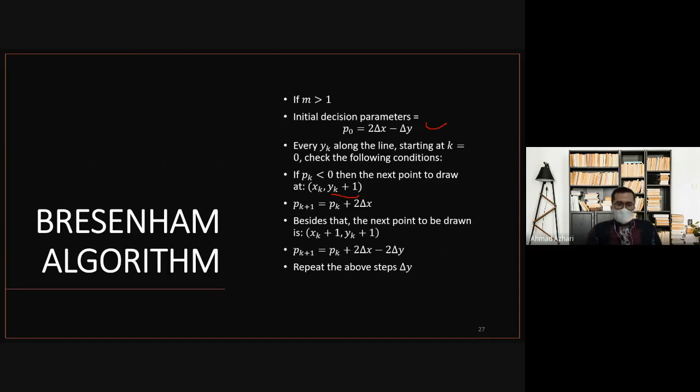And the next parameter will equal the current parameter plus 2 multiplied by delta x. Otherwise, you plus 1 on x and plus 1 on y, and the next parameter is the current parameter plus 2 delta x minus 2 delta y. Then repeat the above steps delta y times.